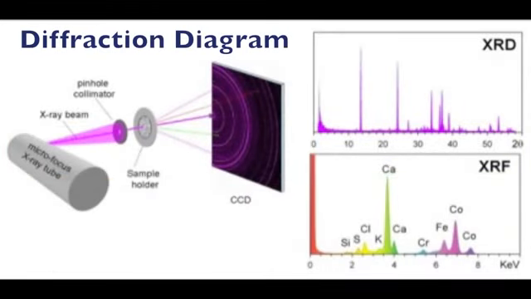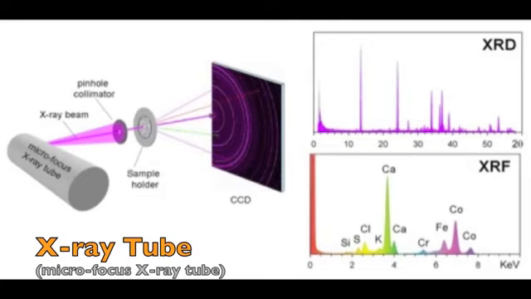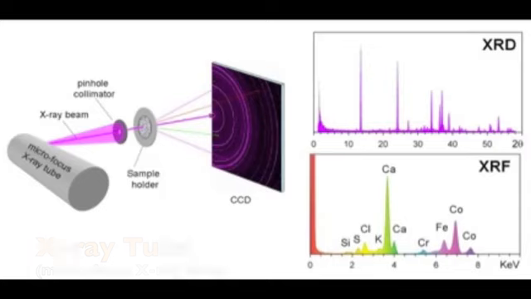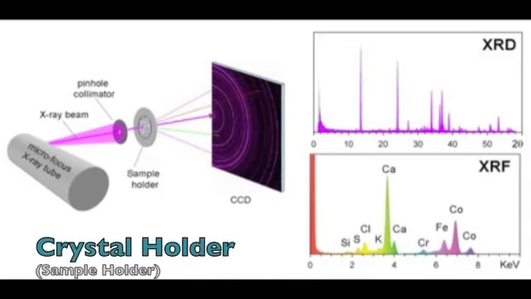In this diffraction diagram, a three-dimensional view of the block diagram is illustrated. Beginning with the X-ray tube, denoted here as microfocus X-ray tube, the target material is dislodged of electrons, producing X-rays. The X-rays are then directed through a pinhole collimator or an X-ray monochromator.